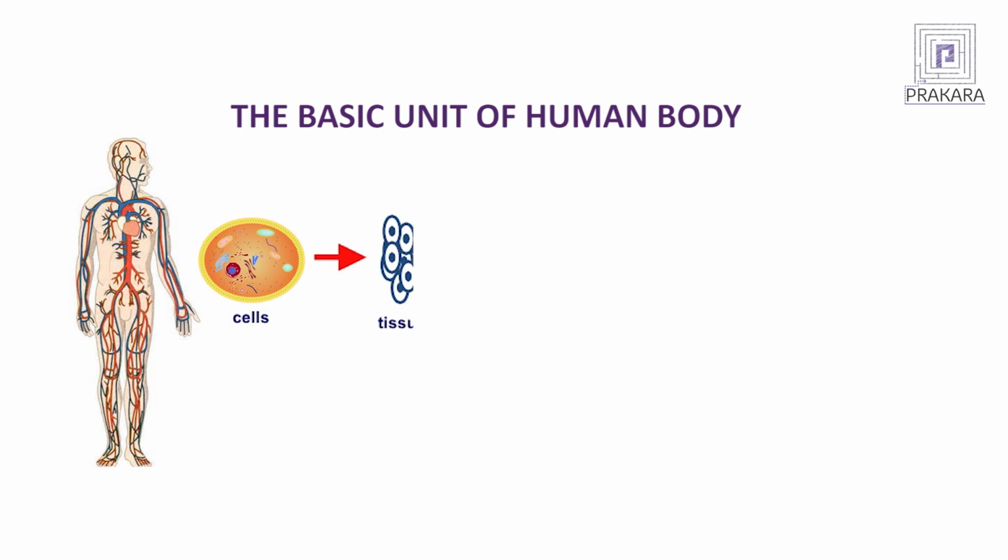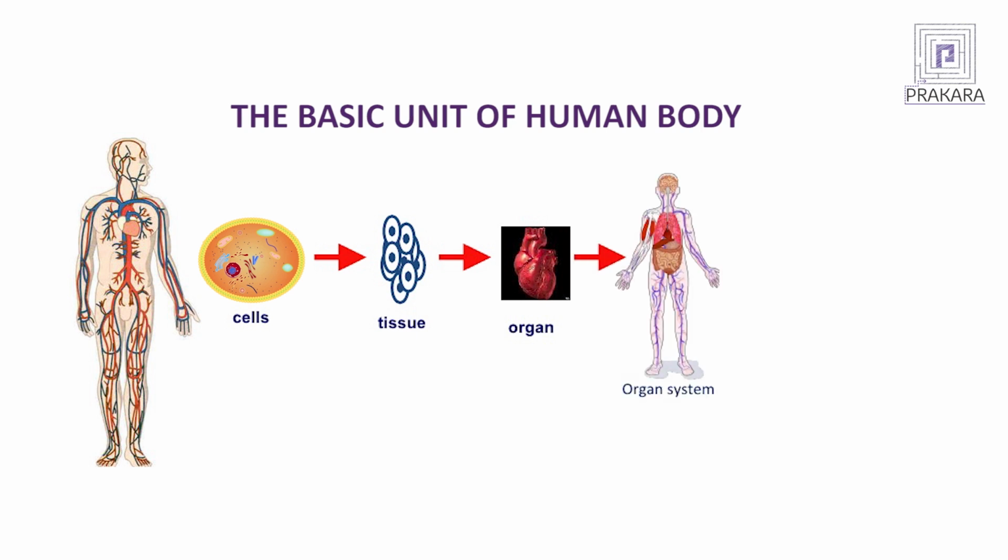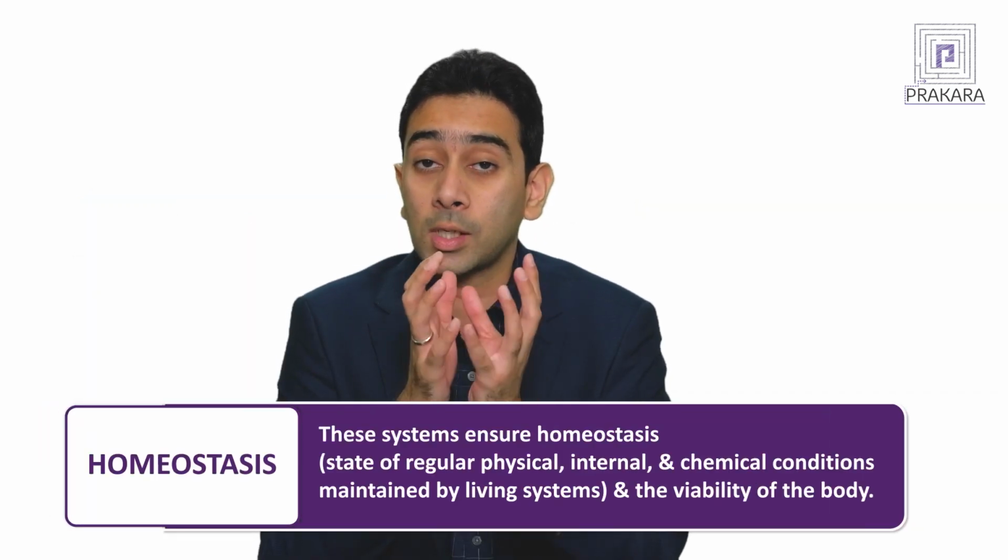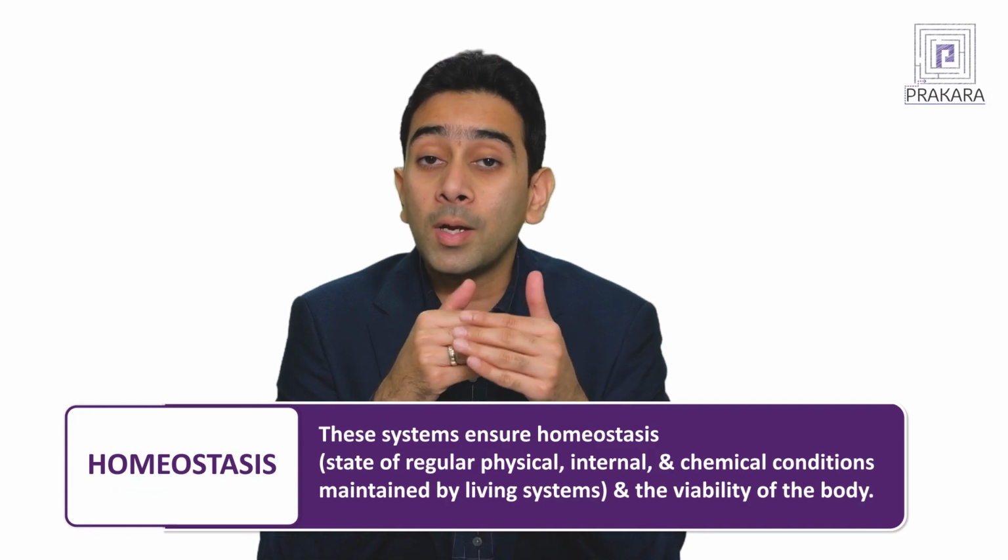Multiple cells come together to form tissues, and multiple tissues together form an organ. Many organs together form systems. These systems come together to help in homeostasis of the body. That means a regular state of internal chemical and physical conditions which helps to maintain the viability of the body.